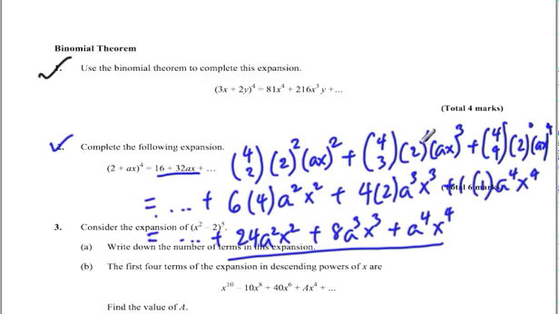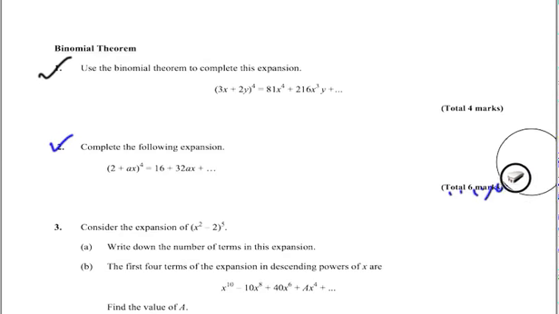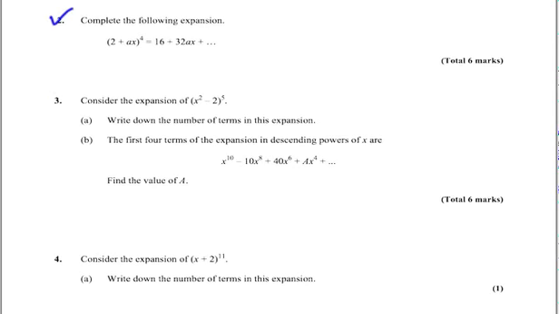Okay, so once again, I just need room to do the other questions, so I'm just going to erase this, but you can always scroll back in the video to see how I did that solution. Okay, number 3. Consider the expansion x squared minus 2 and that whole thing to the power of 5. Write down the number of terms in this expansion.